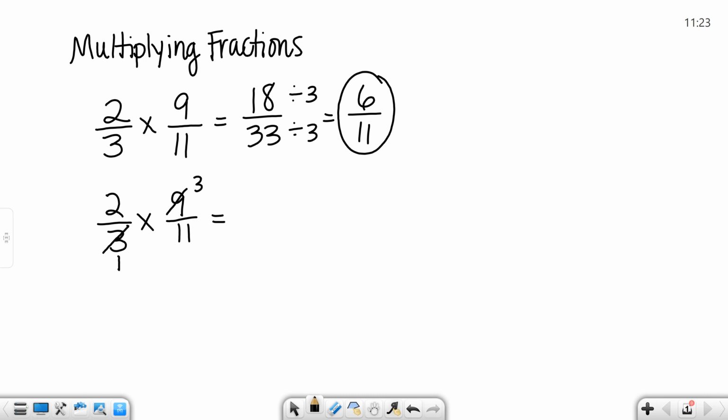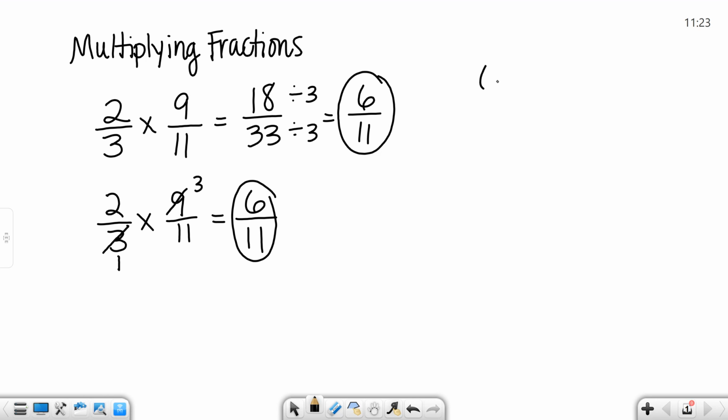And now we'll multiply straight across the top. Numerator times numerator, that would be 6. Denominator times denominator is 11. We get the same answer. Here the reducing just takes place within the problem and our numbers don't get as big, which is nice.